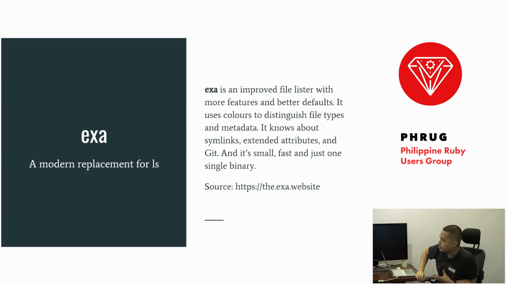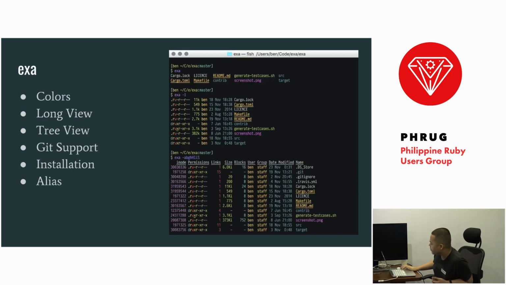It uses colors to distinguish file types and metadata. It knows about symlinks, extended attributes, and Git. It's small, fast, and just one single binary. So this is the outline of my small talk about Exa. We'll be talking about different views, how to install it, and so on.